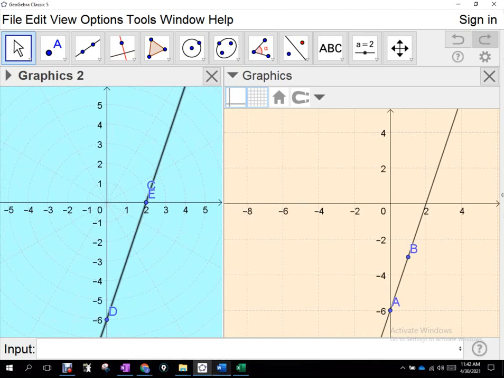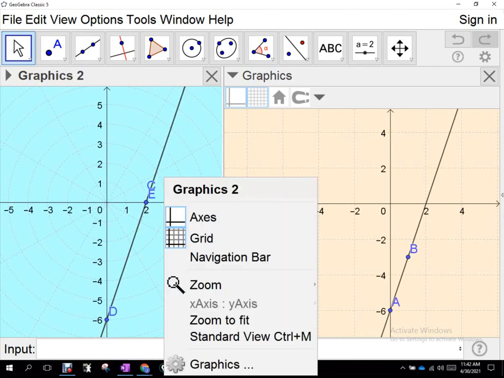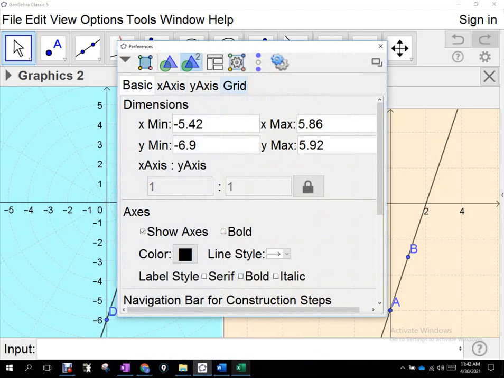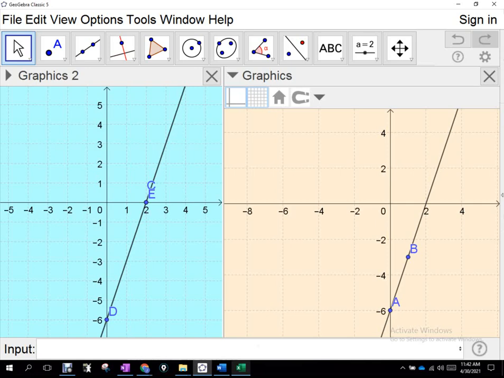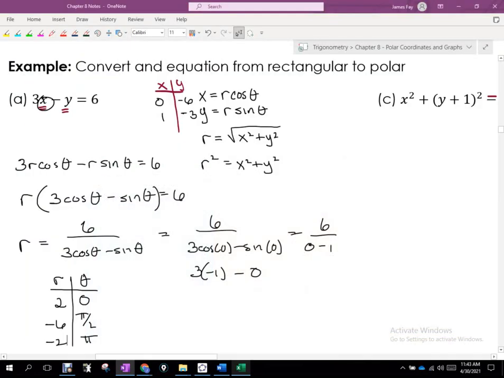Okay. And now the nice thing that I can do in GeoGebra is I can click on this blue graph, go to graphics, change the grid back to rectangular, and you see at this point here was 0, negative 6 like we had over here. This point here is 2, 0, which we can see would be 2, 0 there as well, right? So we've got a method for constructing a rectangular equation now as a polar equation. Yes.